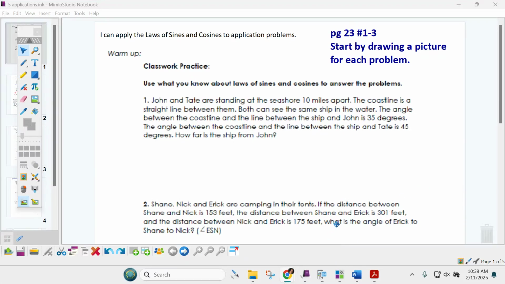Today, we are going to apply all the different laws, law of sines, law of cosines, but to application problems. So pause the video here and try number 1 on page 23.